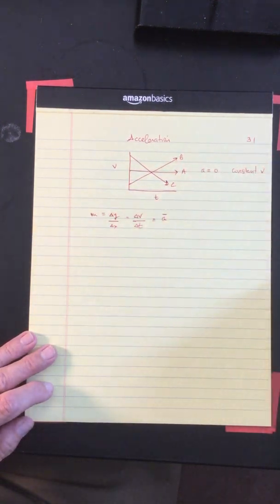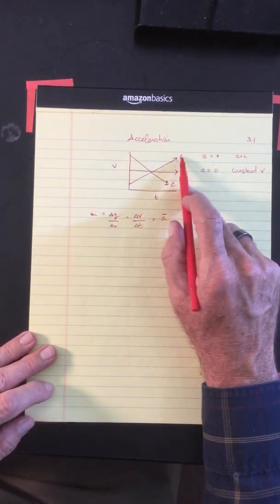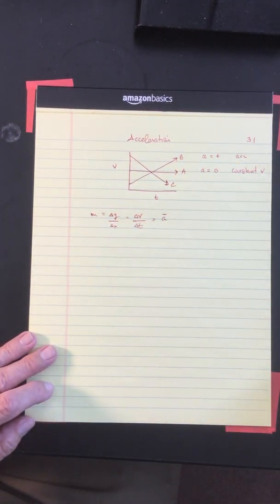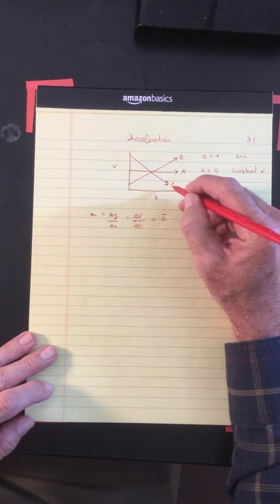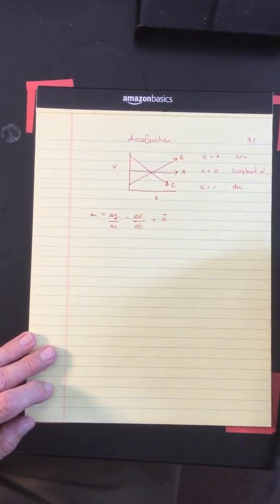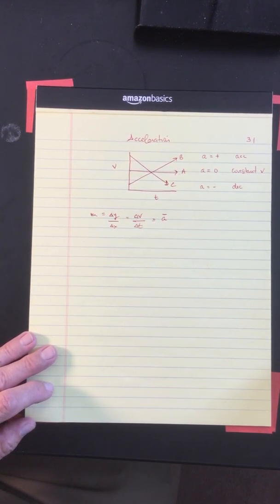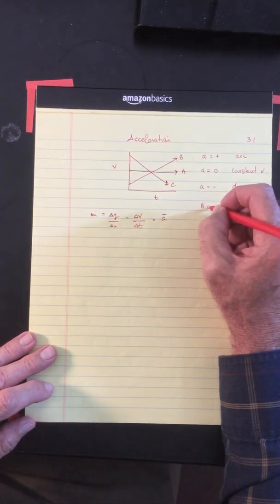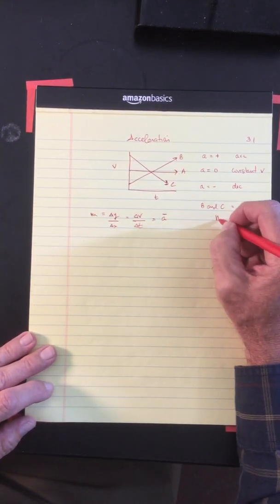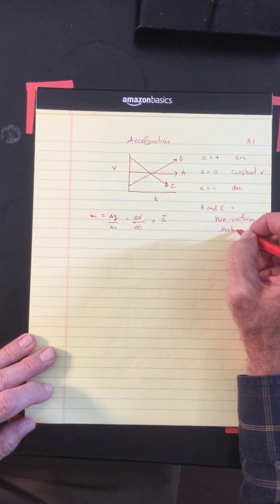Taking a look at the slope of B, my slope is positive, so I will have acceleration. So this is non-uniform motion. My velocity is changing. And also, if I take the slope of C, my acceleration will be negative, or I'll have deceleration. So A is constant motion, and therefore the others are going to be non-uniform motion. So B and C are examples of non-uniform motion.